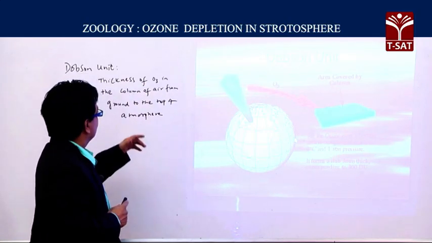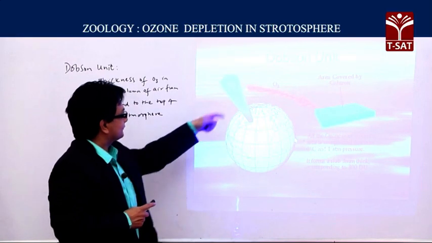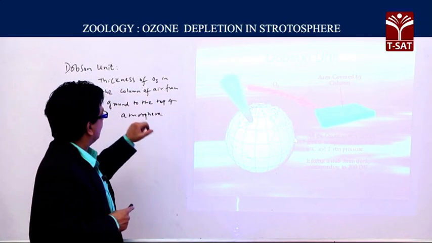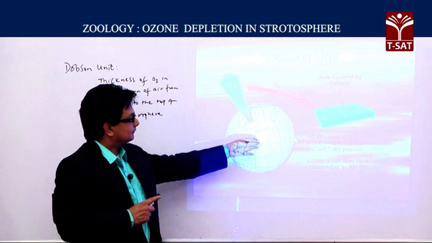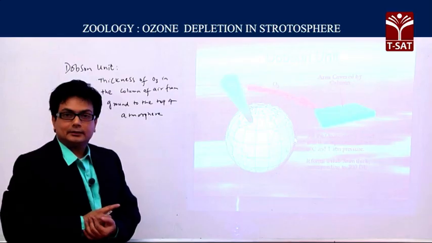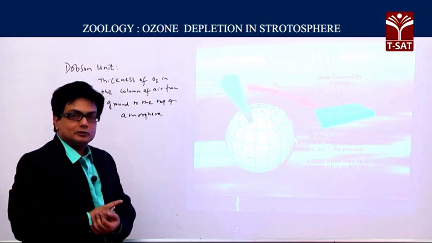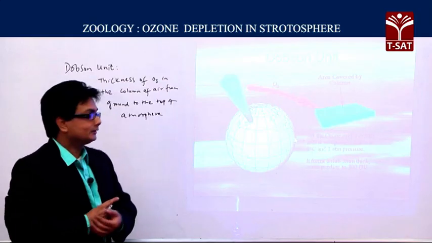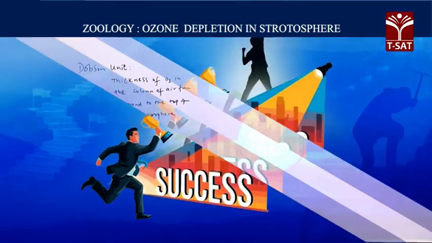I've written it here. You can see as you move from the ground to the top of the atmosphere, it's the thickness of ozone in the column of air from ground to the top of atmosphere. So from the ground level to the top of the atmosphere, the thickness of ozone in the column of air is an important definition which explains the Dobson unit. Let's review again. The thickness of ozone in the column of air from ground to the top of atmosphere.